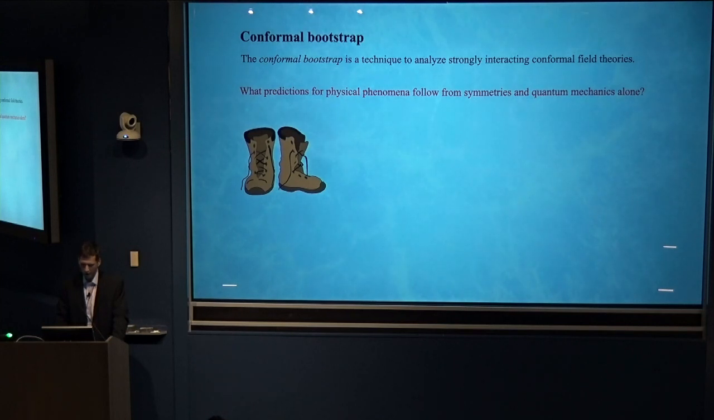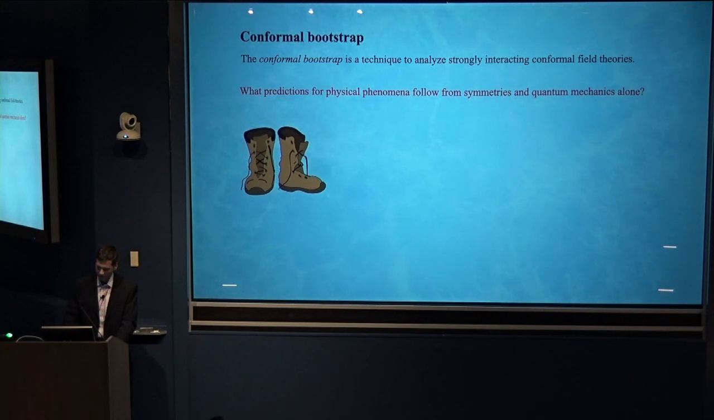Now, the conformal bootstrap is a technique to analyze strongly interacting conformal field theories. Strongly interacting just means that the constituents are interacting with each other a lot, and these are the kinds of theories that are very difficult to analyze with traditional methods. So it's a technique that starts from the question, what predictions for physical phenomena follow from symmetries and quantum mechanics alone? This is the philosophy, the bootstrap philosophy, it's called.